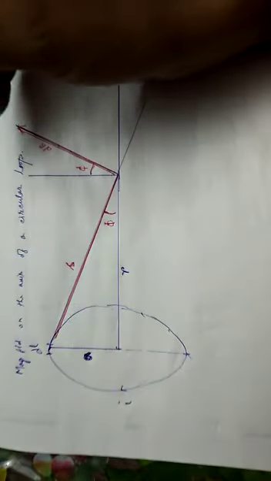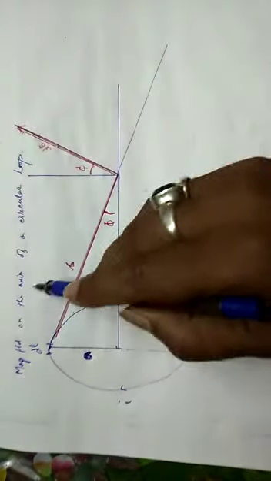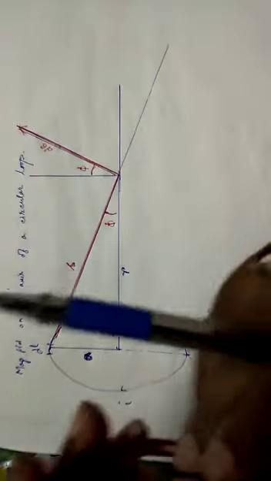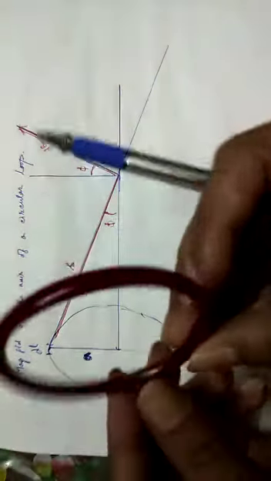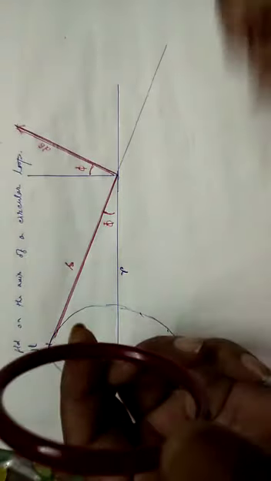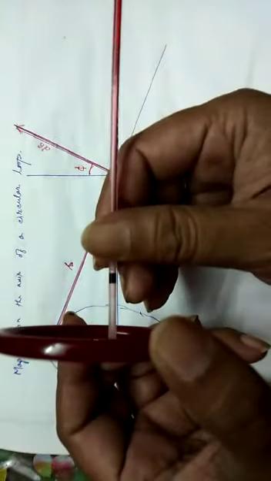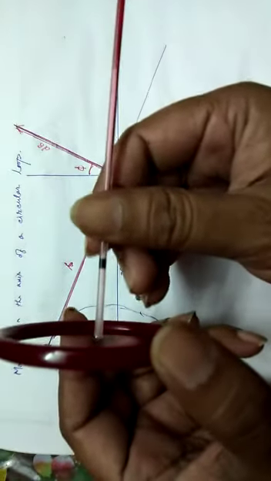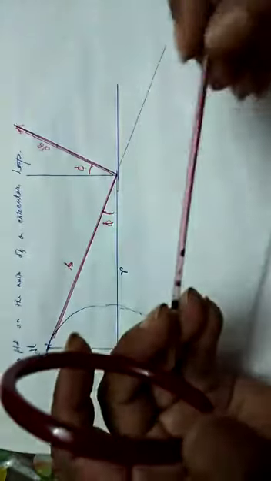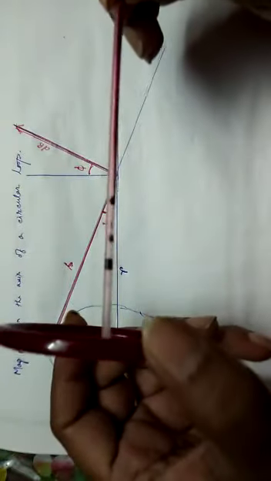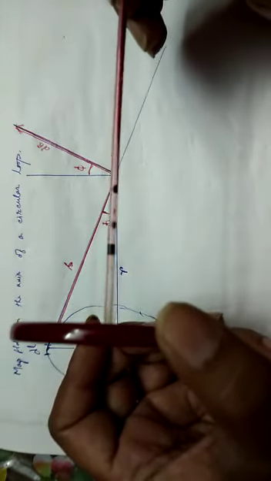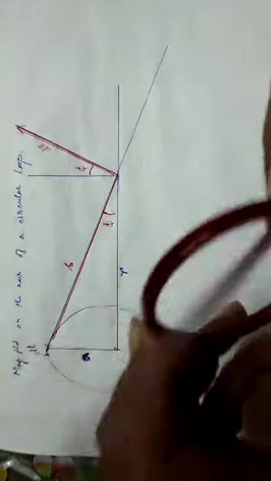Using Biot-Savart law, we will find the magnetic field on the axis of a circular loop. Suppose this is a circular loop, clear? And I need to find the magnetic field on the axis. This is its axis, and somewhere here, at point P, we need to find the magnetic field due to this circular loop having current I, clear? So we will use Biot-Savart law.